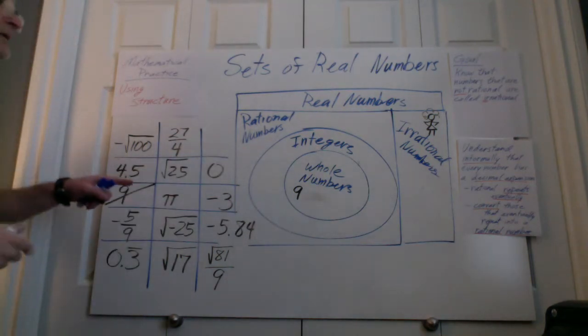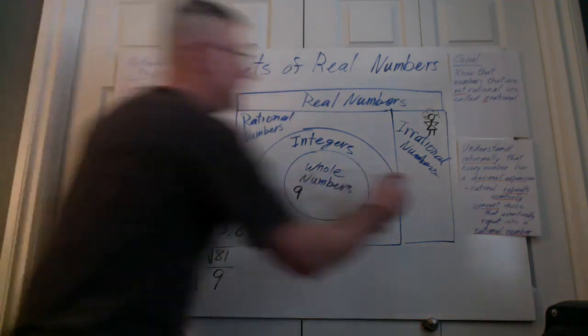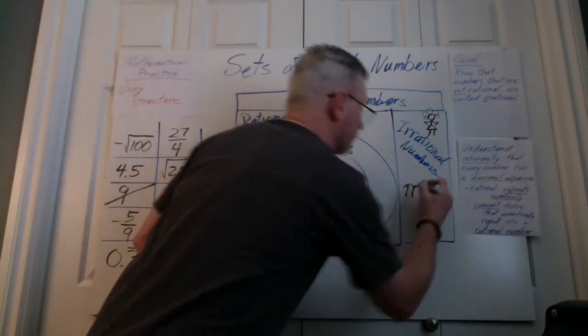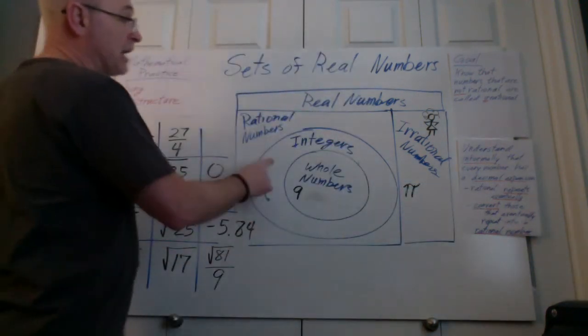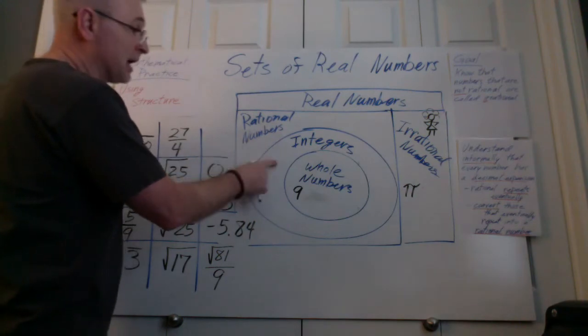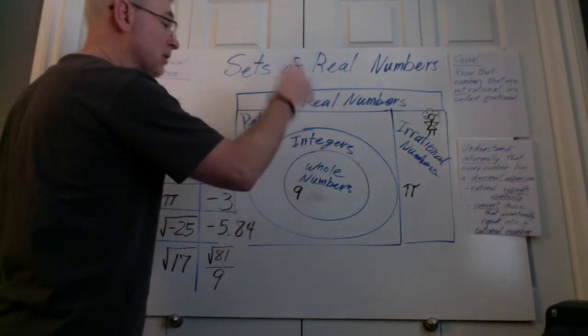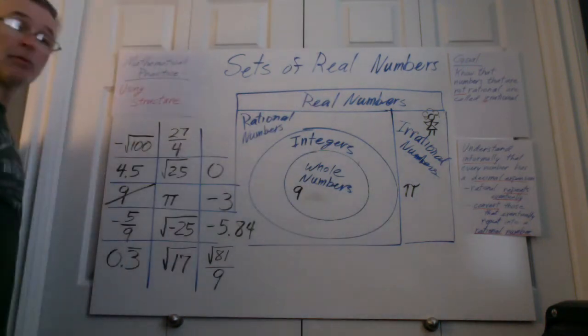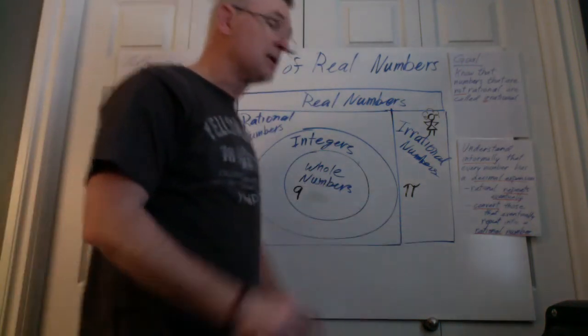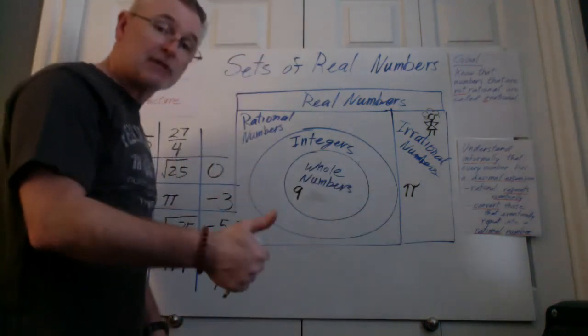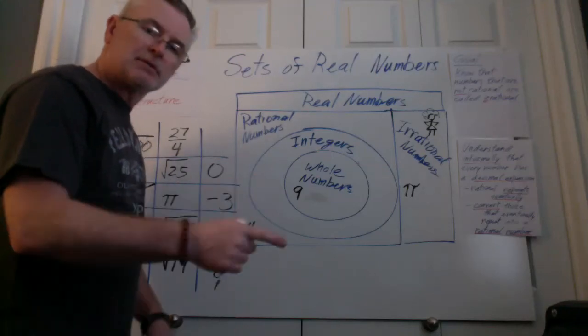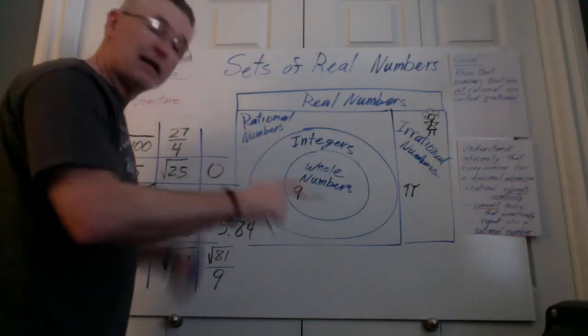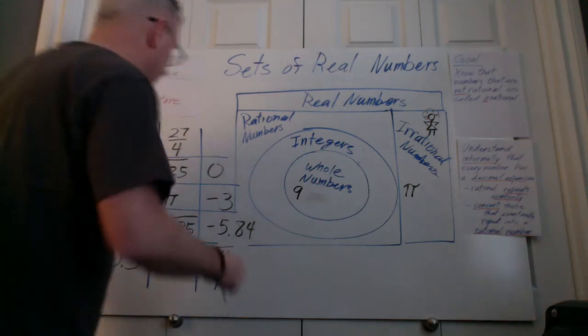Now, we already established that pi is an irrational number because you can't write it as a fraction. It's certainly not an integer or a whole number, but it is real. The reason it's an irrational number is because it has a decimal expansion, but the decimal expansion does not end and it does not repeat. Okay?